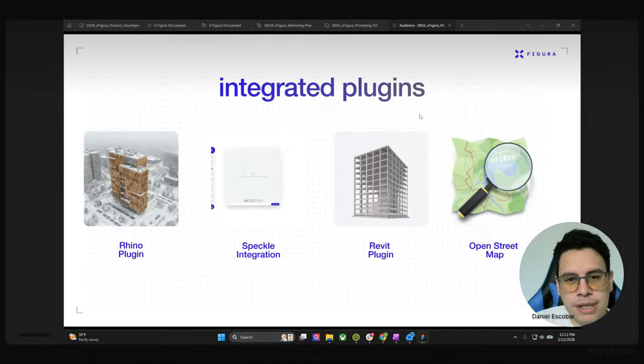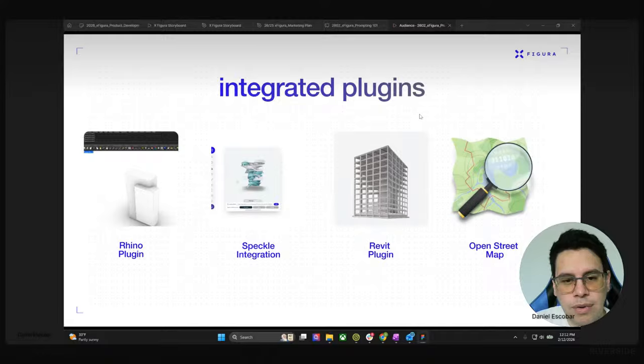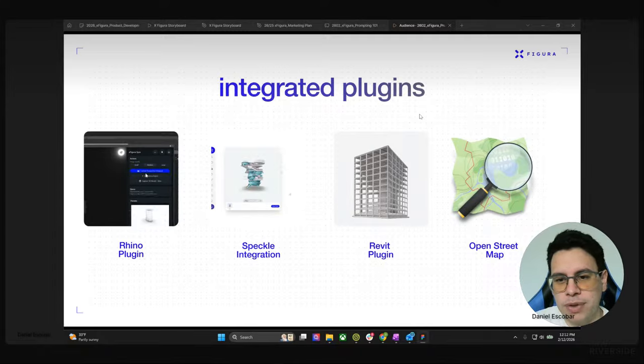So these are some of the plugins that we currently have: Rhino, Speckle, Revit, and OpenStreetMaps.